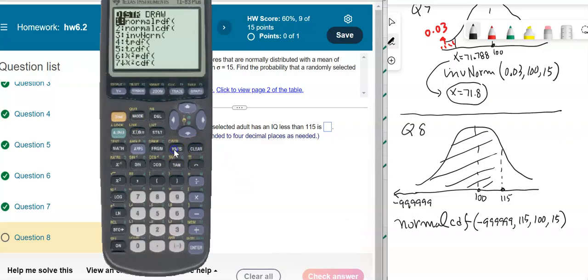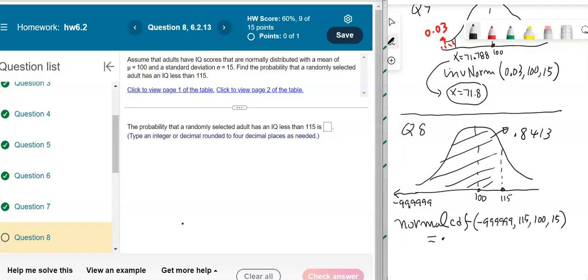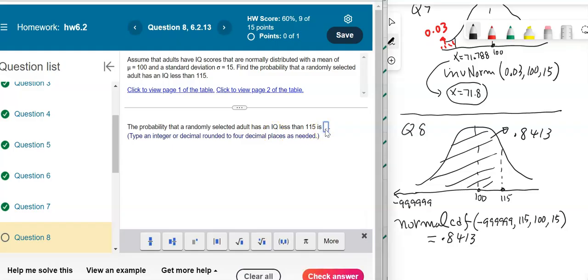So normal CDF, second bars, normal CDF, and then negative 999,999. You can put more if you want, it's okay. Comma 115, comma 100, comma 15. Then you get the area, this area, 0.8413. Okay, 4 decimals. So 0.8413.